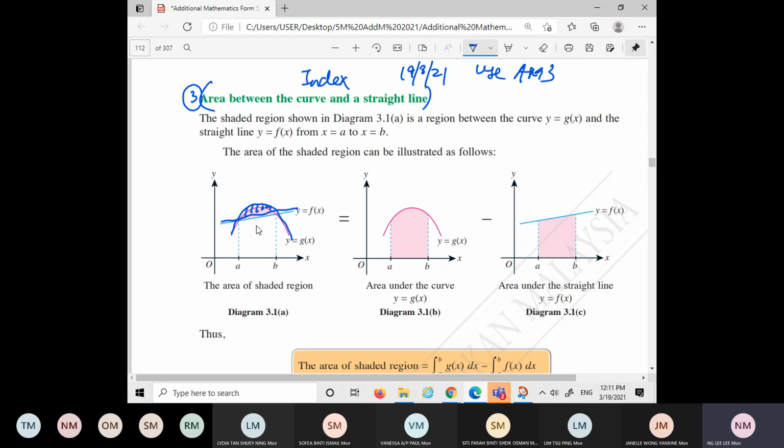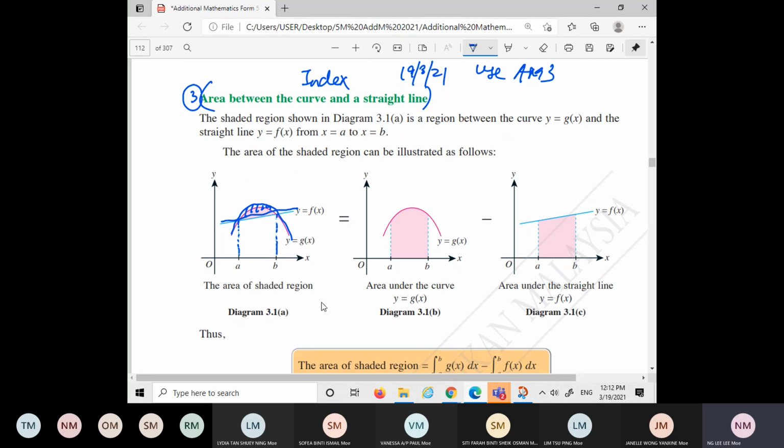So here, this one, I highlighted already. This is the curve with the function y equals g(x), and this is the straight line y equals f(x). For the limits, the lower limit is at a and the upper limit is b. So the area of the shaded region can be illustrated as follows.